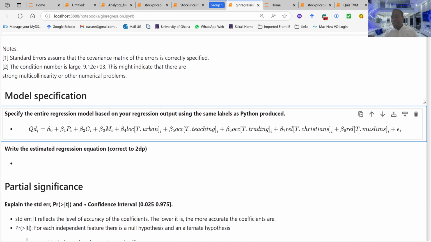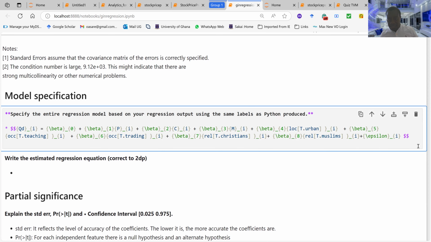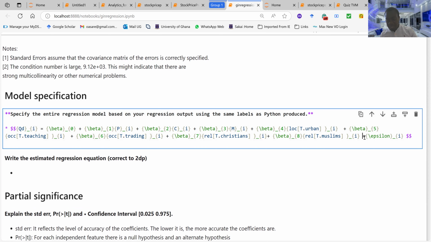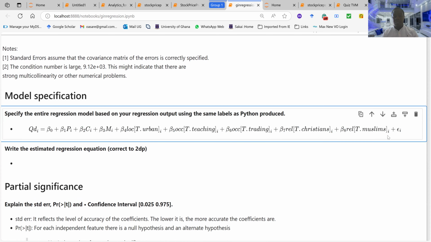You don't change it. Remember to bring your error term here. Remember the error term is here. It is plus epsilon. Note the way it looks like: there's a backslash epsilon before the underscore i. So it is epsilon. Take note of that. And that gives you this. I have center aligned them with a double dollar sign. So that's exactly how you got to write your equation.